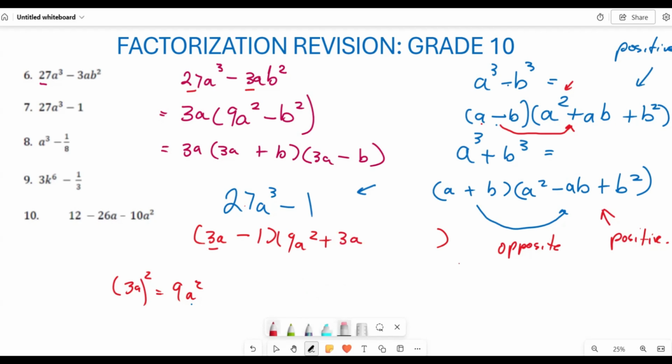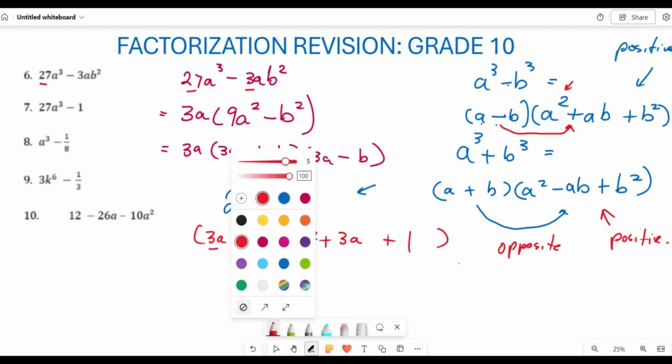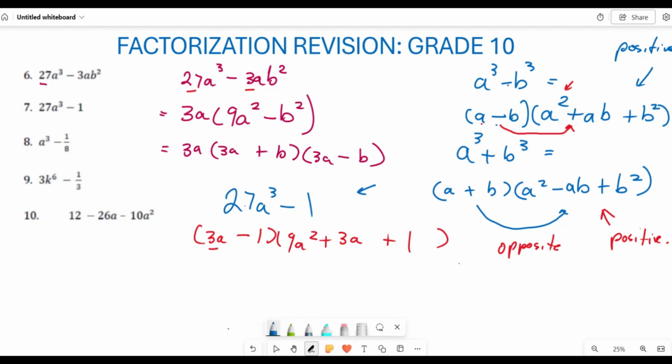And lastly, what am I going to have? Now I'm going to have my b squared, which is this now squared, right? This is the same as negative 1 squared. And what is negative 1 squared? This is still going to be the same as positive 1. Okay, so this is how I am going to factorize this one. I know this might still be a little bit confusing, but as soon as we do the second and the third, you are going to be fine, right?